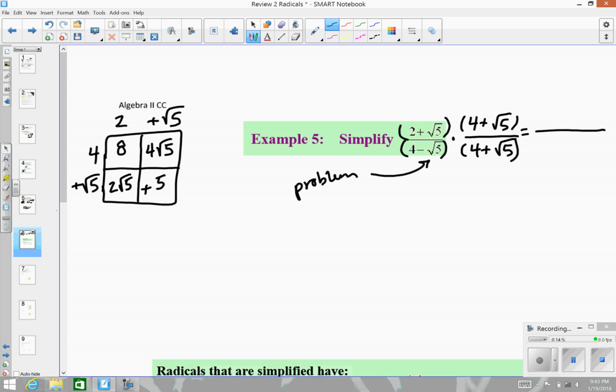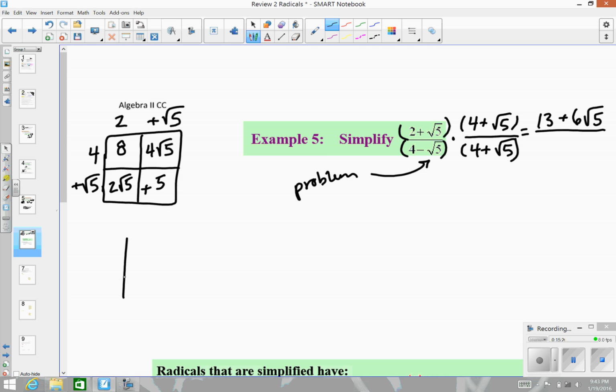So I'm going to have now 3 terms in my numerator. Actually, no, I'm going to have 2 terms. I can combine my 8 and 5, gives me 13. And then I have like terms that I can combine. My 2 radical 5 and my 4 radical 5 give me 6 radical 5.